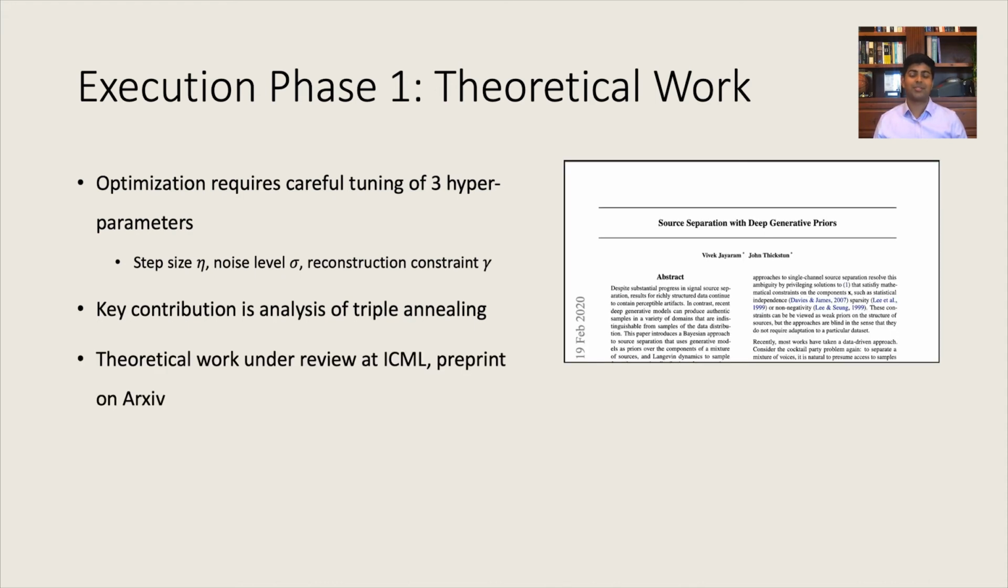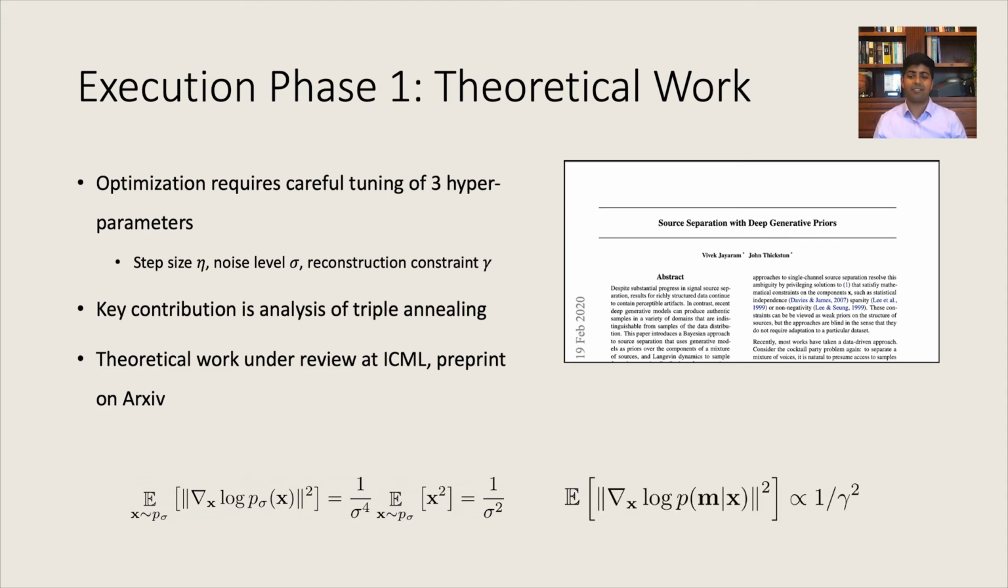Our work is under review at ICML, and a preprint is available on arXiv. The key insight here is that the squared magnitude of the gradient of p(x) is, on expectation, 1 over sigma squared, and the squared magnitude of the gradient of p(m|x) is proportional to 1 over gamma squared in expectation. This allows us to set these three hyperparameters in a principled way, greatly speeding up convergence under a few weak assumptions about the structure of the underlying distribution.